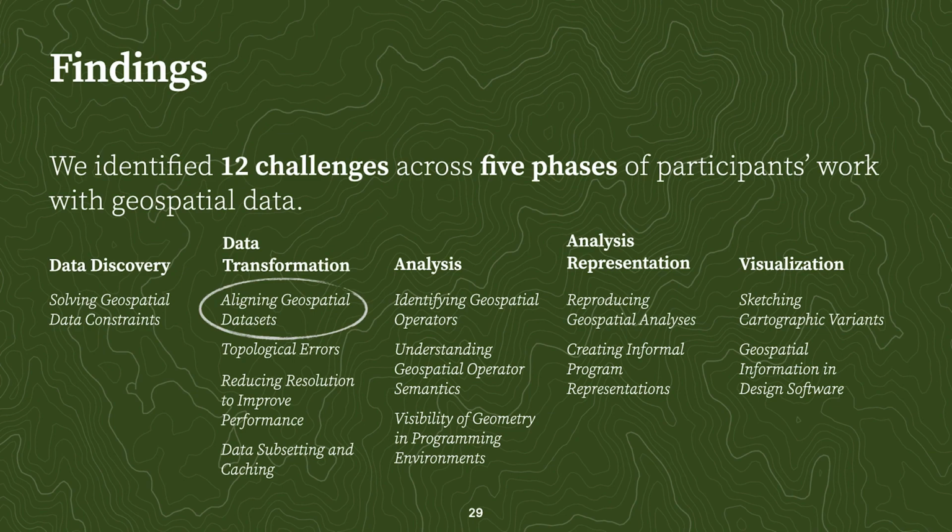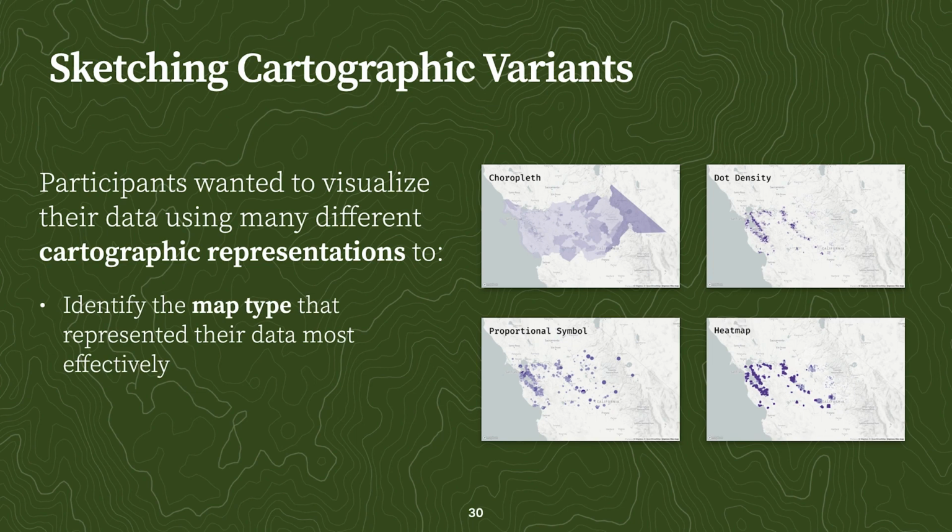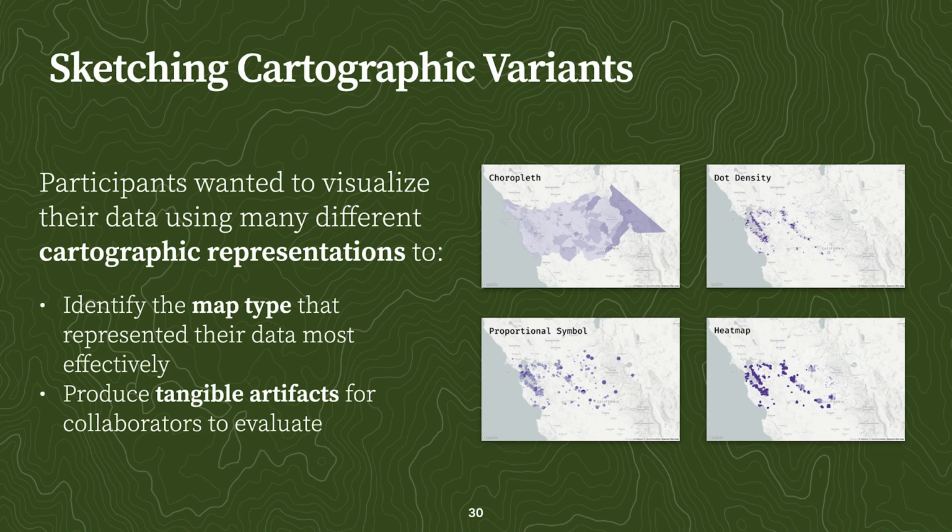Alright, so that was our first challenge. Now let's talk about our second challenge, sketching cartographic variants. Participants wanted to visualize their data using many different cartographic representations to identify the map type that represented their data most effectively and produce tangible artifacts for collaborators to evaluate.